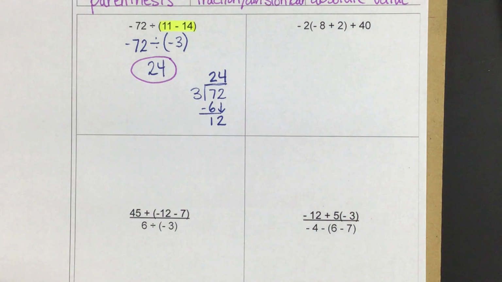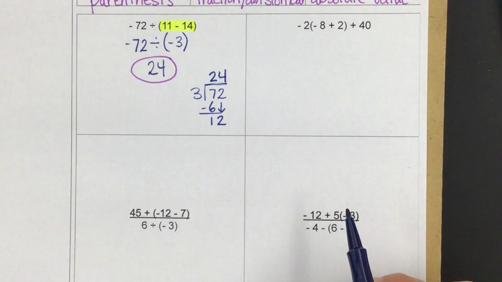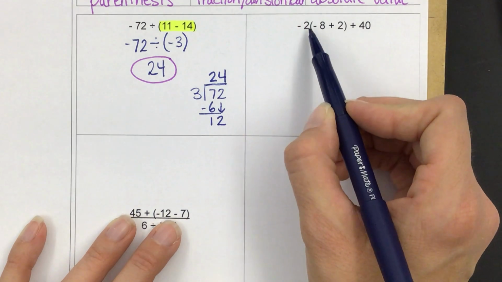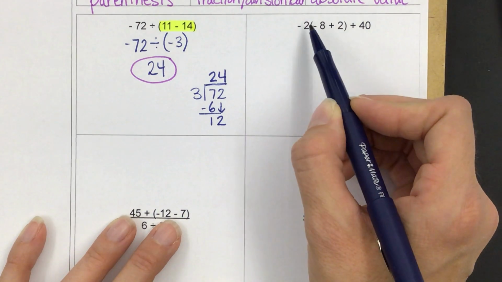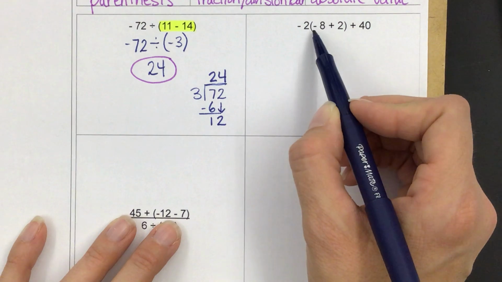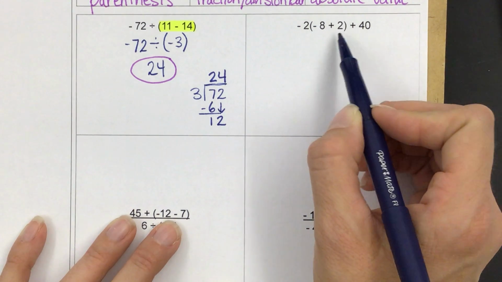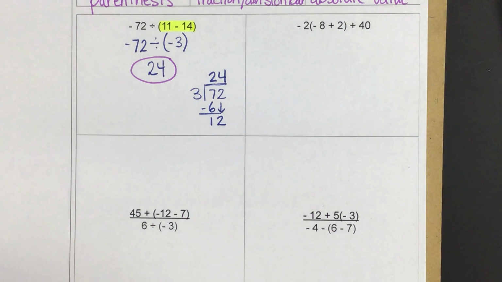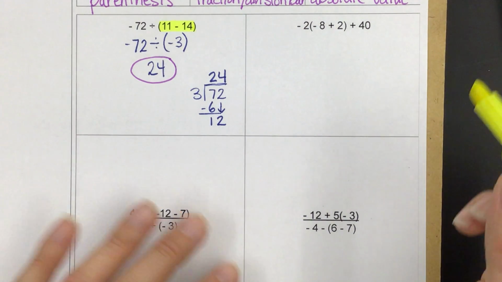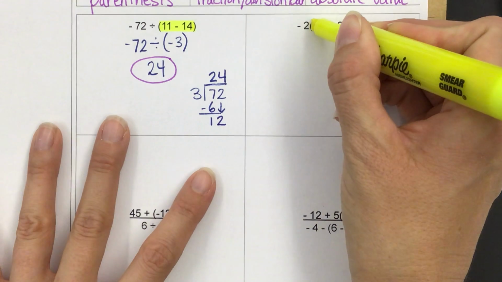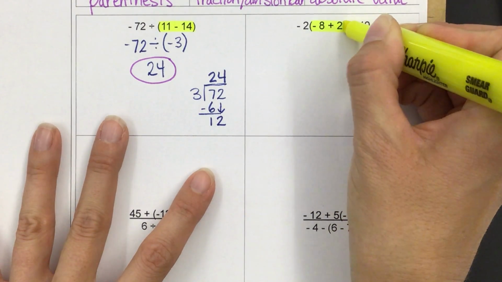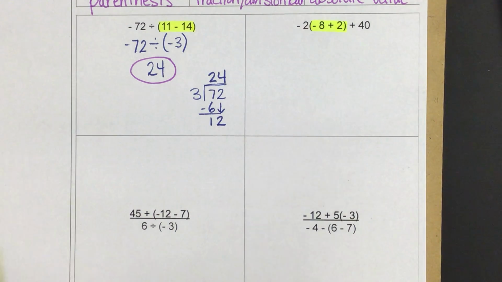Okay, let's look at the next example here, and then I'll have you guys kind of finish it on your own. We have multiplication right here, so it's -2 multiplied by this whole thing, -8 plus 2, and then plus 40. What are we going to do first? Say it out. Parentheses, absolutely. You have one set of grouping here, so this needs to happen first. Okay, so go ahead and see if you can finish that problem on your own.